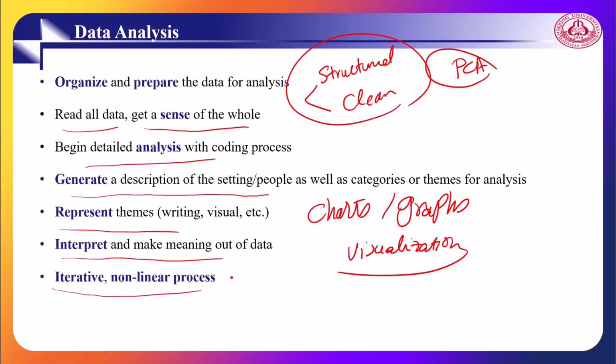Last but not least, it is an iterative and nonlinear process. In this way, we may refine and validate analysis through multiple iterations. We may try to revisit and revise coding and themes as new insights emerge. Whenever some new insight emerges, we may need to go back, revisit, and revise the coding and themes that we have defined. We have to update, right? Updating. And continuously, we compare and contrast data to refine interpretations.